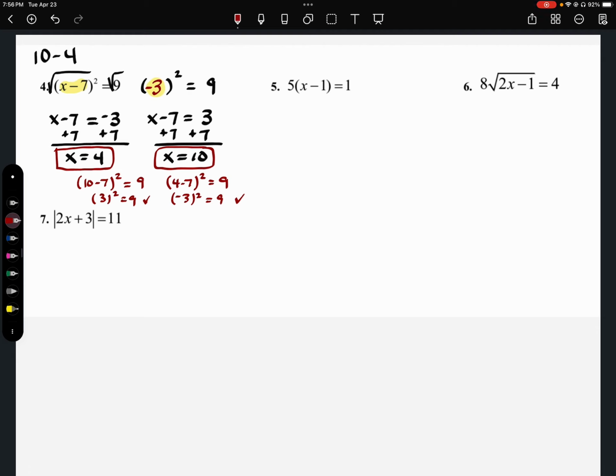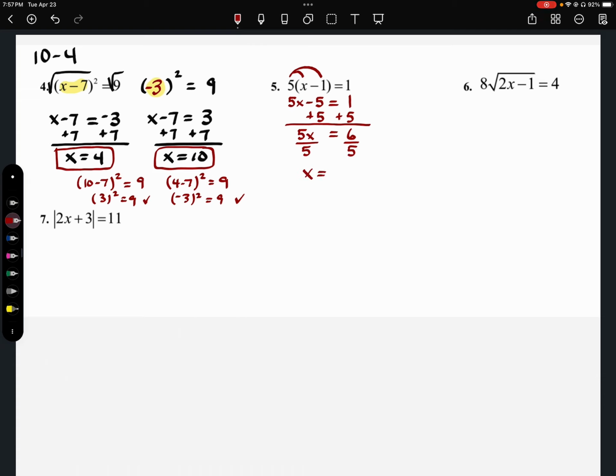The second one, right, maybe on this one we'll rewrite it. Let's just go ahead and distribute our 5 through. 5 times x gives us 5x. 5 times negative 1 would be a negative 5. And right now that equals 1. And now we'll just undo it by adding 5 to each side. So we're going to be left with 5x equals 6. And then we'll divide each side by 5.